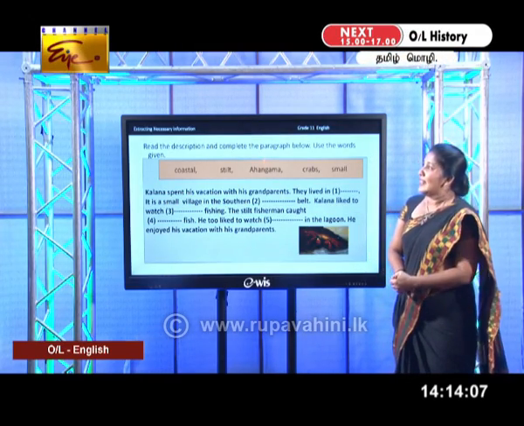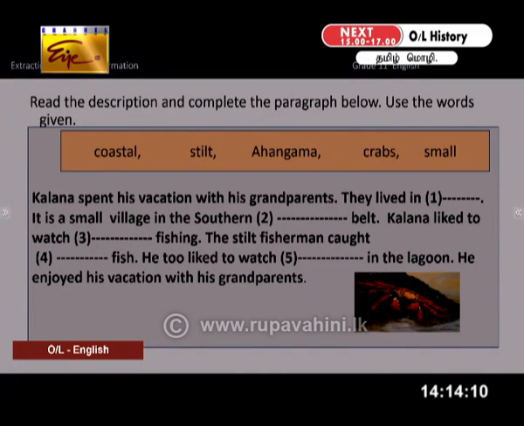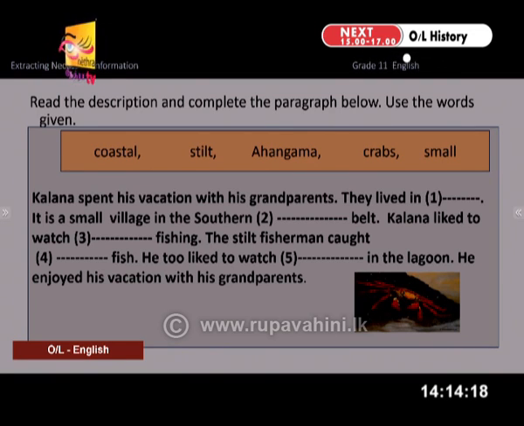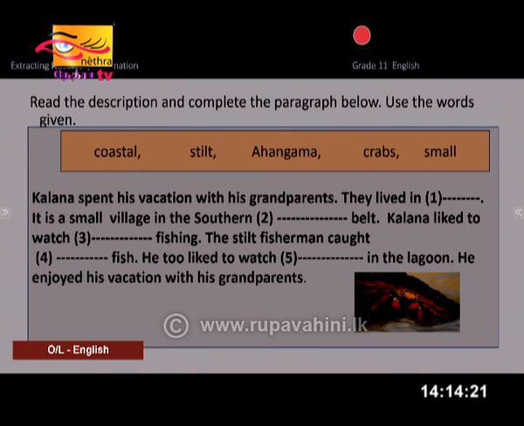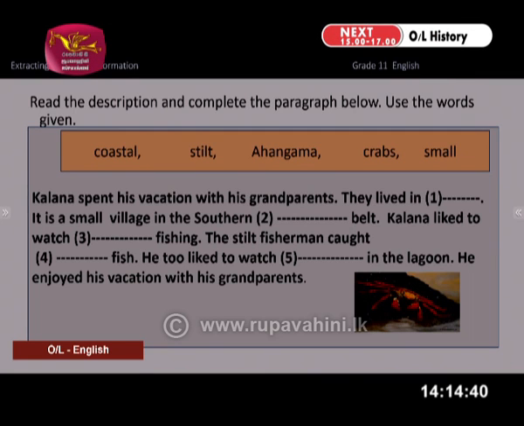Here, read the description and complete the paragraph below. Use the words: coastal, stilt, hungama, crabs and small. So the little boy, Kalana, spent his vacation with his grandparents. They lived in blank. Hope you got the correct answer there. It is a small village in the southern coastal area. You have the answer. You can choose them now.